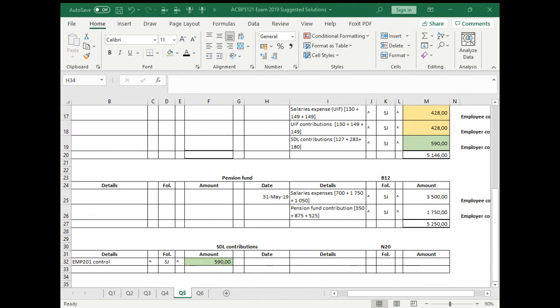Okay, so my lady asked that we just re-explain the SDL ledger account. With SDL and UIF contributions, that is done on behalf of the employer. This is money that they pay in addition to your normal salary. Let me share the PDF again. Do you guys see the PDF?